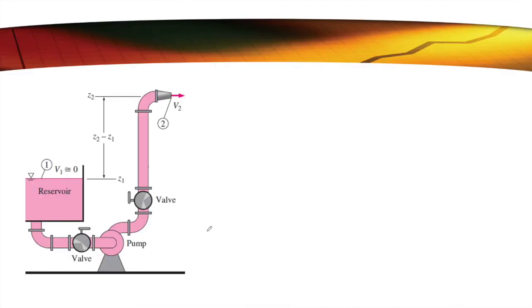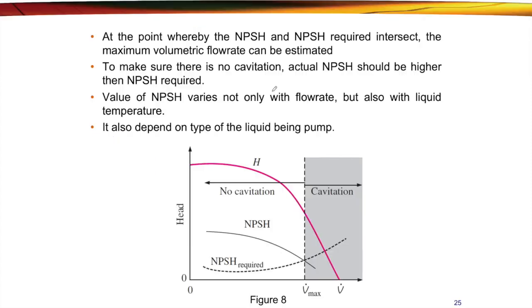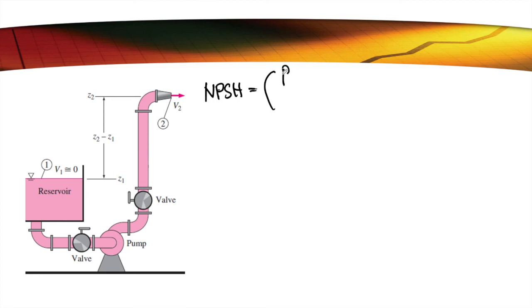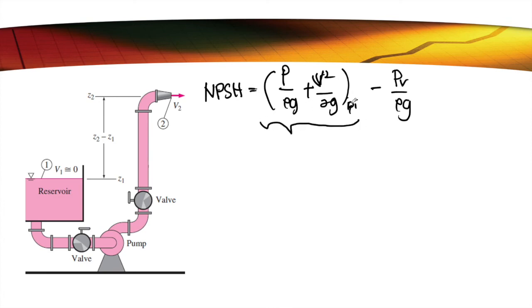So how to derive that equation? We know that the NPSH is given by P over rho G plus V squared over 2G, this is at the pump inlet, minus PV over rho G. This is the equation to determine the NPSH. Our main focus is this point, the pump inlet.